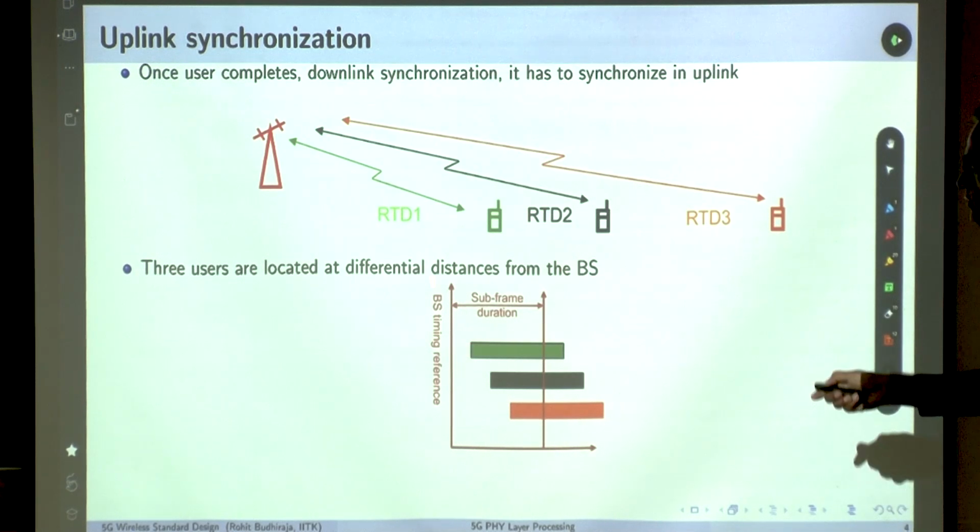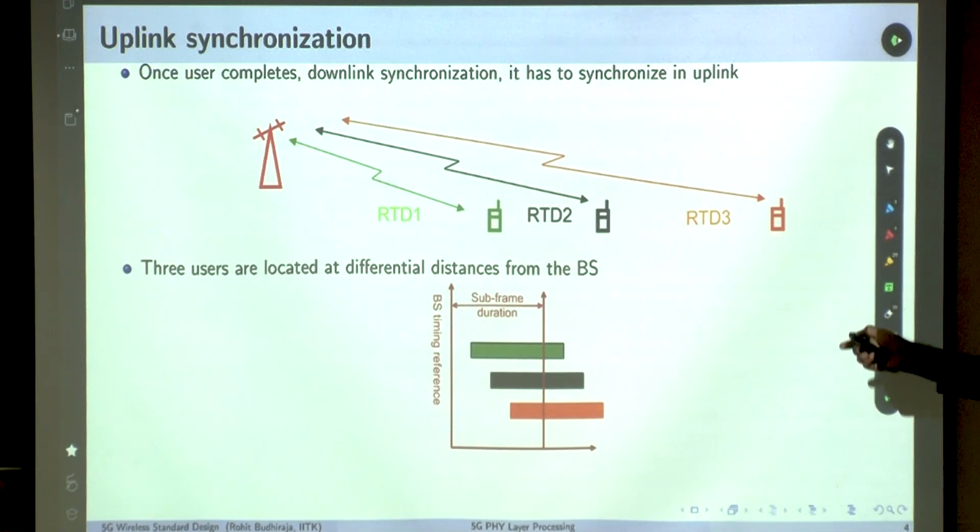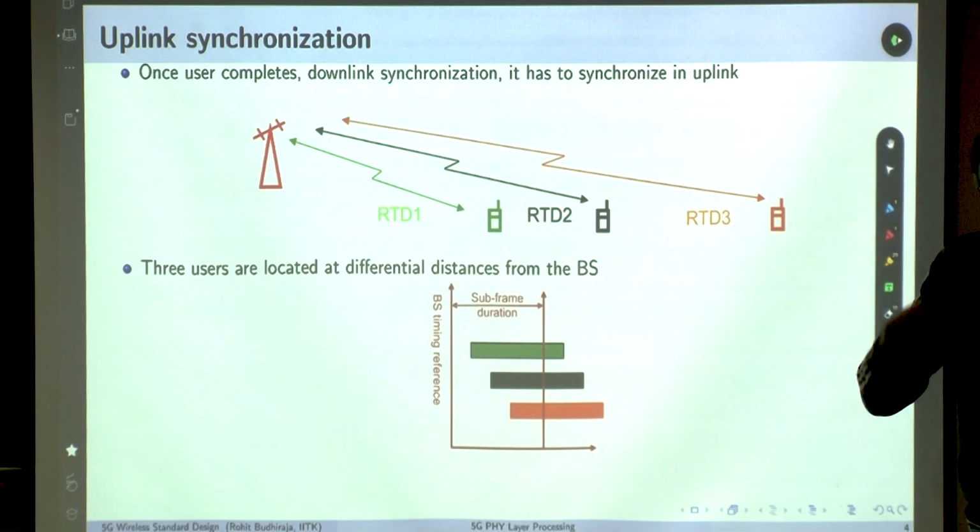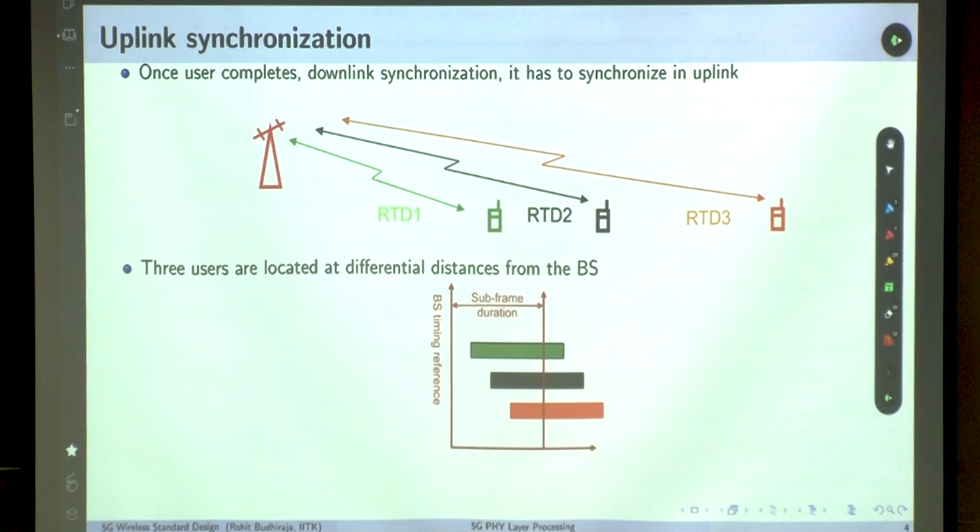And this round trip delay will be largest for this user, correct? Okay, so each user in the downlink will have to do timing advance, right? And what is this timing advance? Whatever delay they are observing in the downlink. But in the downlink everything is correct for the user, right?